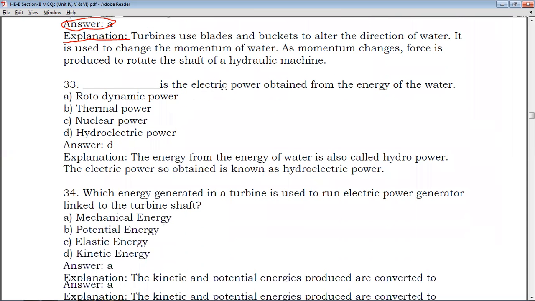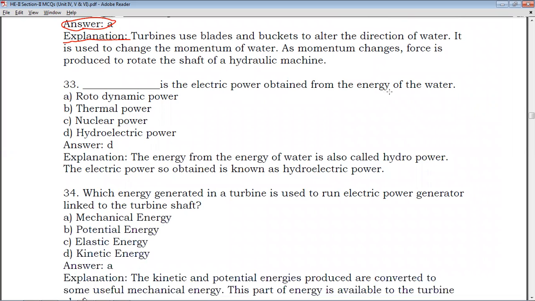Next, dash is the electrical power obtained from the energy of water, and that is nothing but our hydroelectric power. Hydroelectric power is the electric power obtained from the energy of the falling or the flowing water.